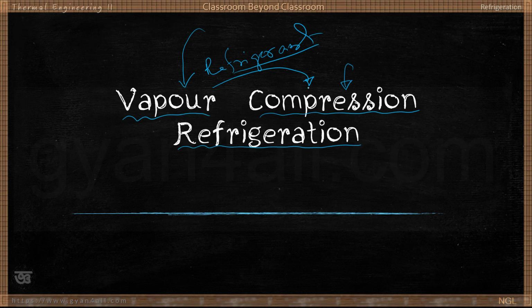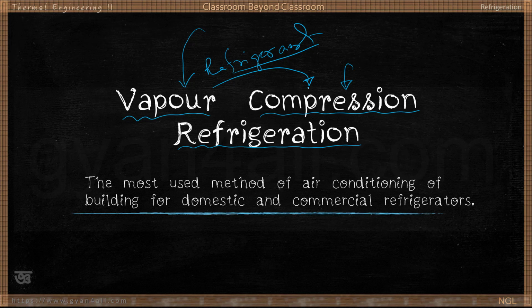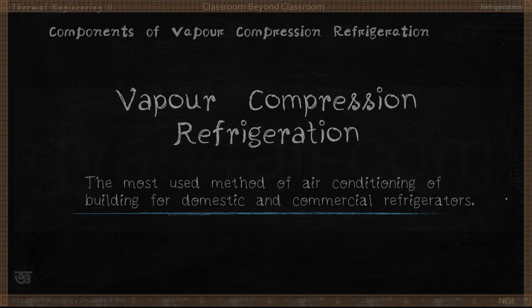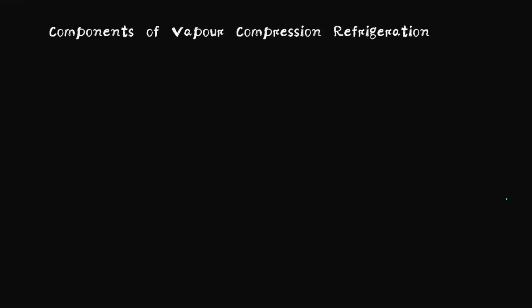This is the refrigeration system that is used in all refrigerators that we use. If you have any refrigerator at your home, then that refrigerator uses this system of refrigeration called vapor compression refrigeration system. It is the most used method for air conditioning of buildings and for domestic and commercial refrigerators. This is the most commonly used refrigeration system that we will discuss. So first we will discuss the components of the vapor compression refrigeration system.